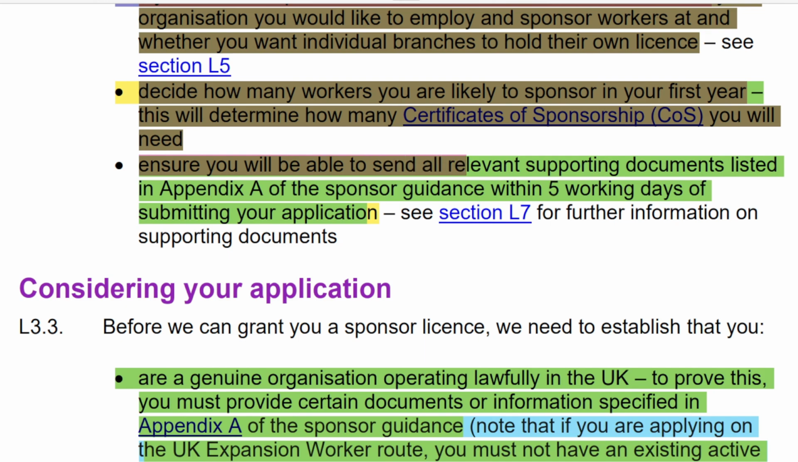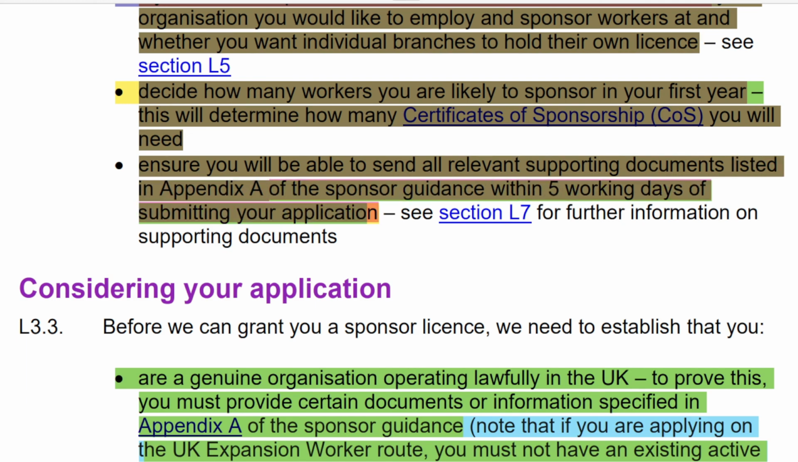Ensure you will be able to send all relevant supporting documents listed in Appendix A. As I have already created a video on that, do look at that video, Appendix A, important documents for the sponsorship license.